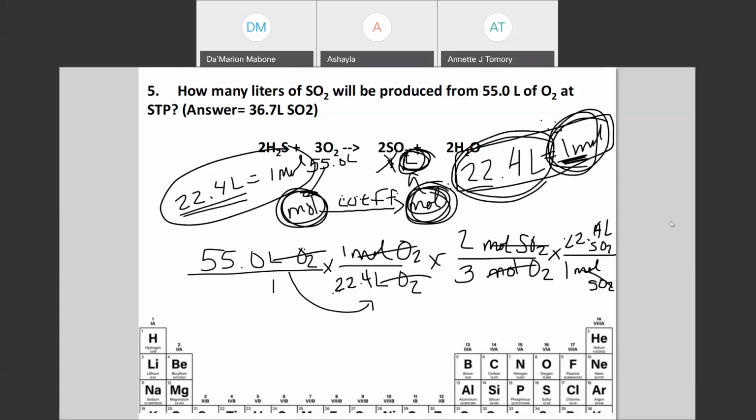All right. Ready to put this in our calculator? It'll be 55.0 divided by 22.4 times 2 divided by 3 times 22.4. And what did you get? I got 36.6 and then a 7 at the end. Okay, so I'm rounding it up to 36.7 liters.